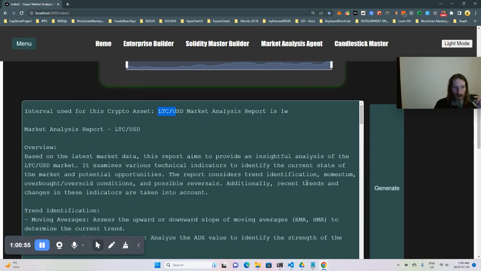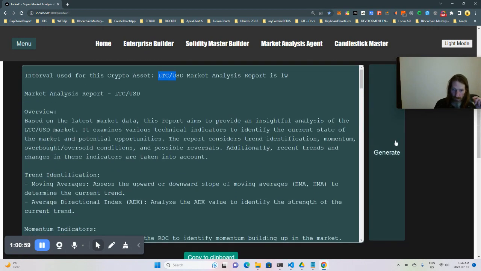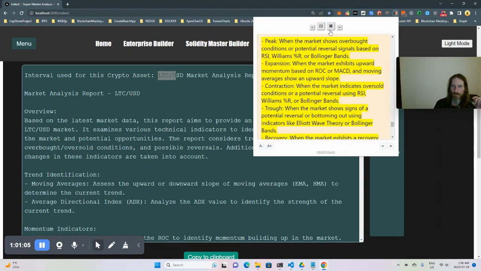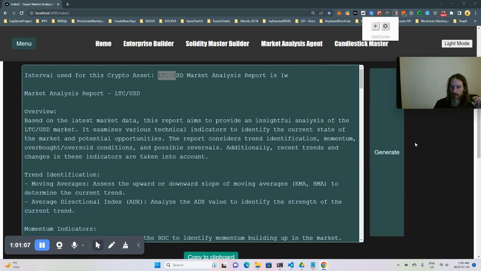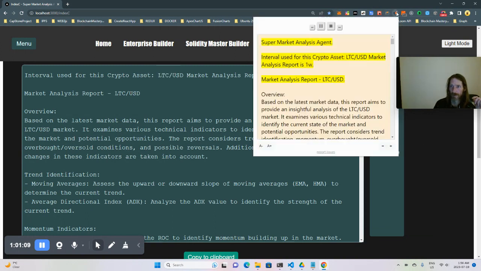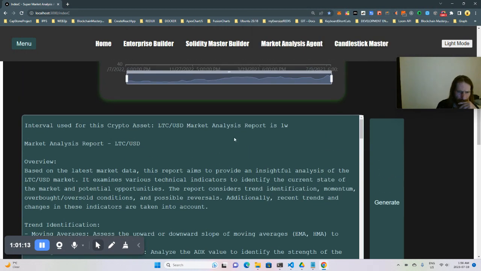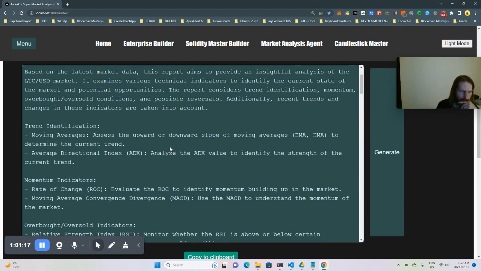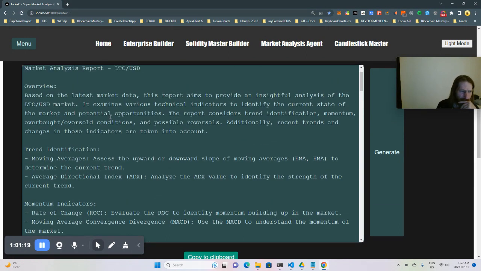So we got the LTC, the 1 week report. Percentile or Bollinger Bands. Expansion. Stop that. There we go. Interval used for this crypto asset. LTC/USD market analysis report is 1W. Market analysis report. LTC/USD. Overview.